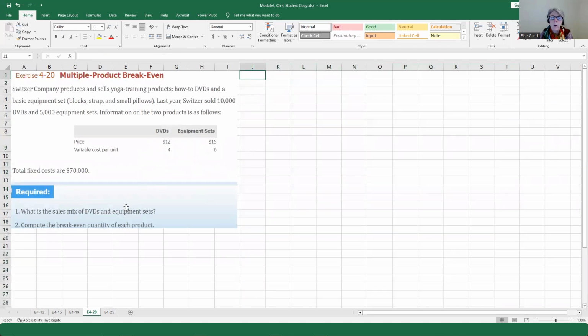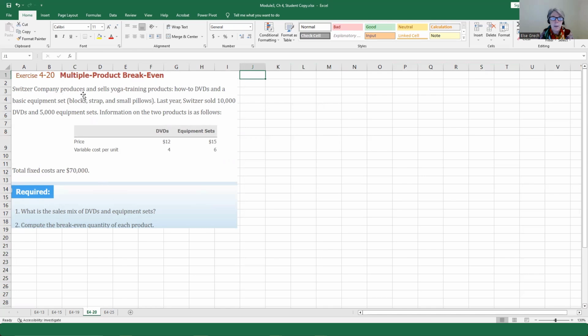So now, one of the hardest things to do is to actually calculate the break even when we have more than one product. It's not complex, it's a little finicky. And so we have to be super careful that we understand how to do this.